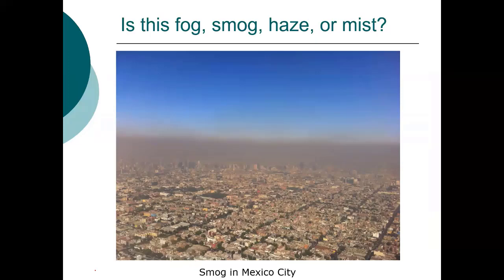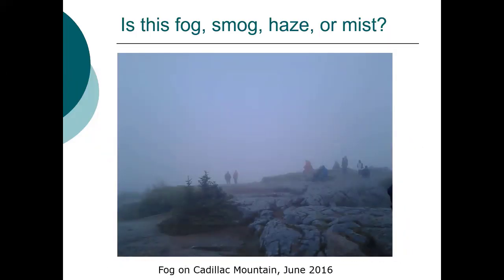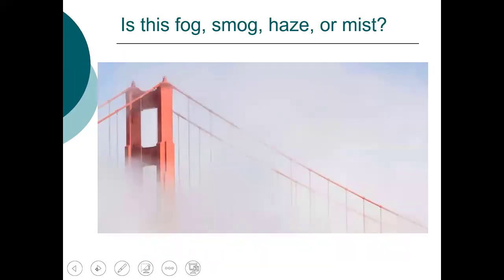This is smog in Mexico City. You can see kind of this during an inversion, and you can see that pollutant just sitting close to the ground level. This is fog. This was taken a few years ago on a trip to Cadillac Mountain where we were hoping to see the sunrise. This is what we got to see. We did not see much of a sunrise. We got to see lots of fog, just water vapor, basically up in the clouds. Fog on the Golden Gate Bridge.